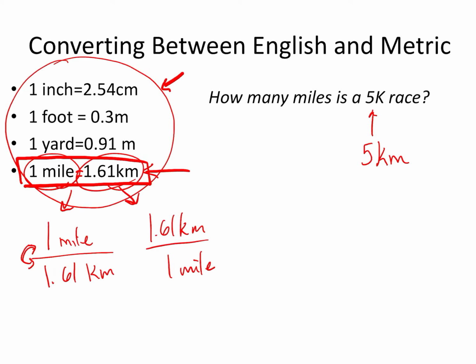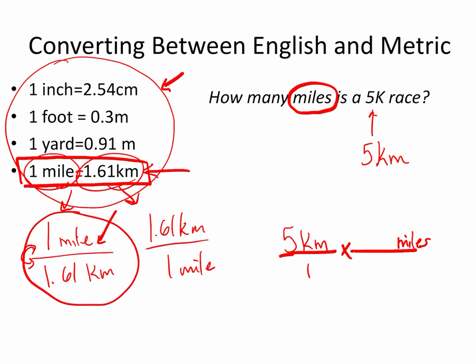So whenever you have a problem of conversion, you're going to have two fractions, okay? And you're going to look at what unit you want to end up with. The question says, how many miles? So I know that I'm looking for miles. So I want my miles to stay, I want my kilometers to cross out. So I know my kilometers are going to be on opposite sides of the equation. I have a 5 kilometer race, and I'm going to choose this one because I have my miles on top. I can have my kilometers cross out because they're on opposite sides of the equation.